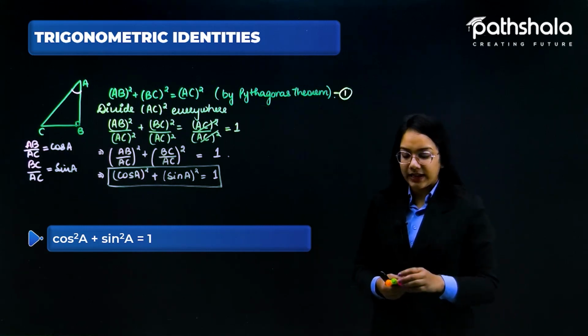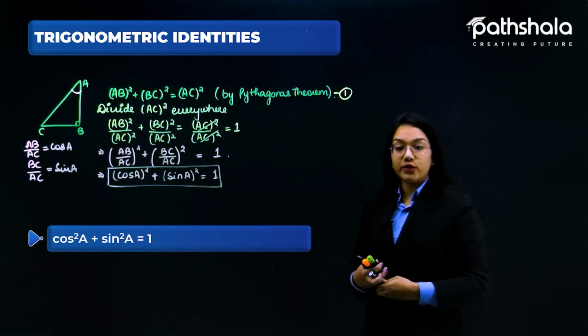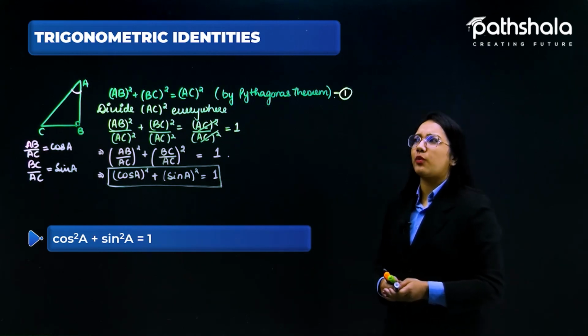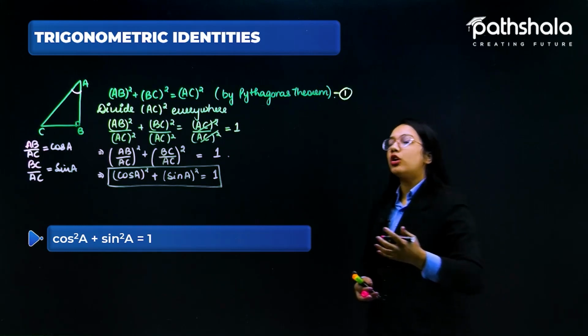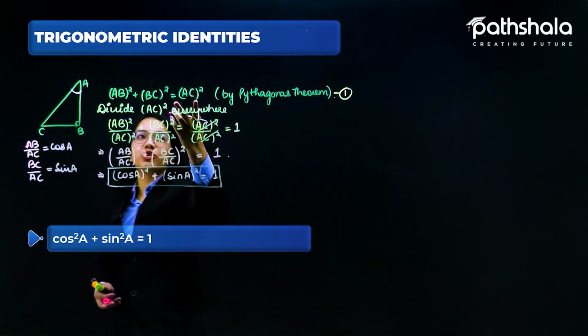Now let's talk about the second trigonometric identity. Let us suppose I again use the very first equation. Using the very first equation, we just have to do some other things related to it.